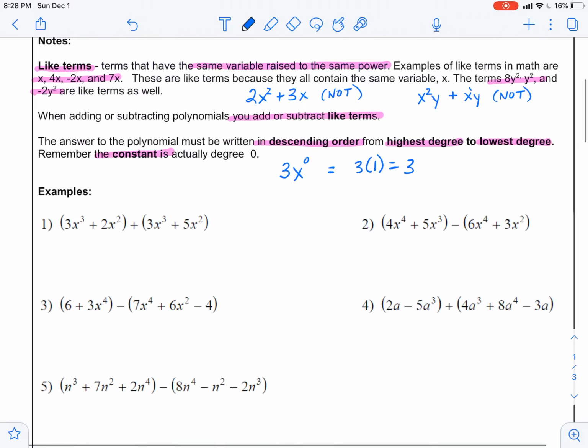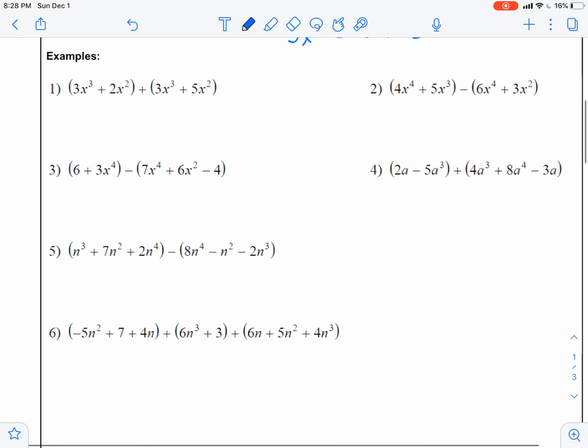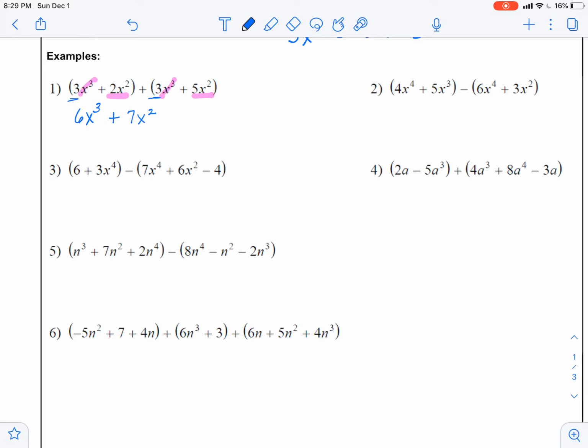Okay, so let's just do some examples real quick. In this case, I am adding and I need to recognize my like terms. I have an x cubed here and an x cubed there. So I look at my coefficients and just add those together. This would be 6x cubed. Then I have an x squared and an x squared, so I again add my coefficients. I have 2 and 5. That makes 7x squared. And now those are in descending order, because it's an x cubed and then an x squared.